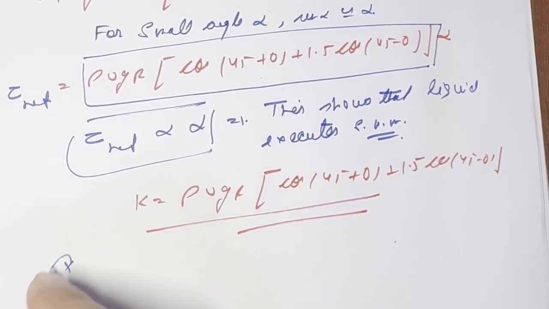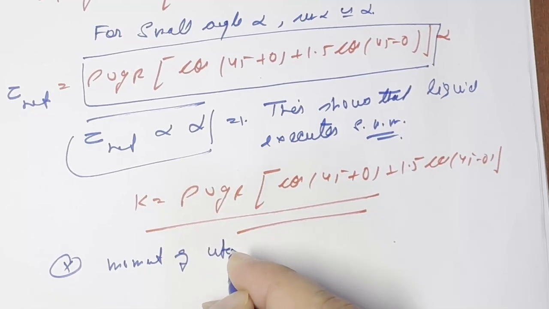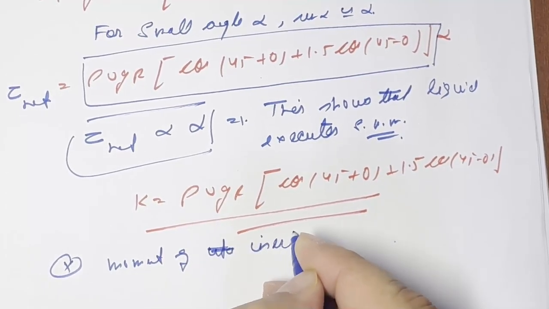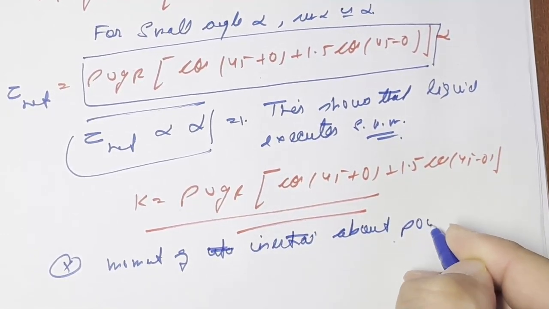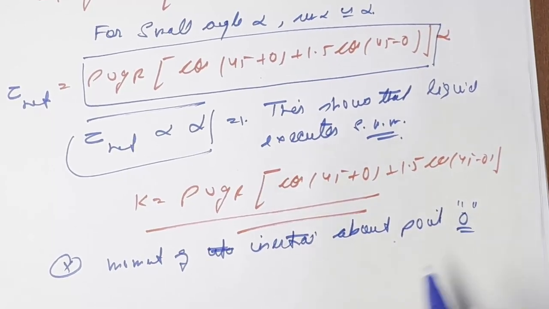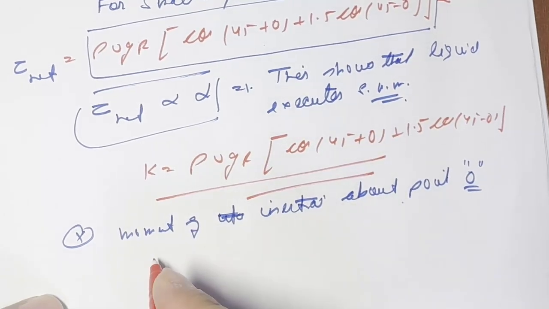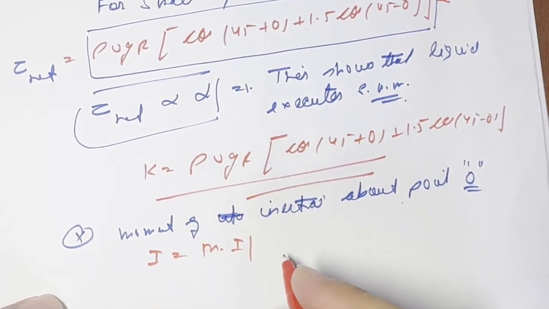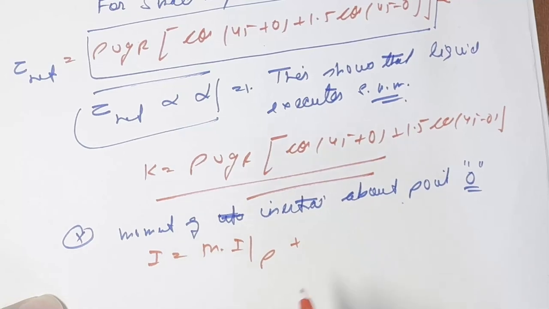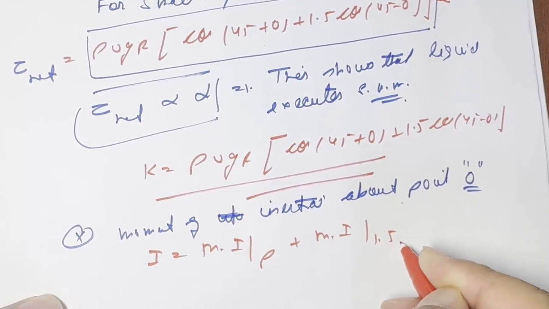We say moment of inertia about point O. So we have two liquids, and both liquids are going to generate different moment of inertia. So we can say total moment of inertia I is equal to the moment of inertia because of the liquid having density rho, and second will be the moment of inertia of the liquid having density 1.5 rho.